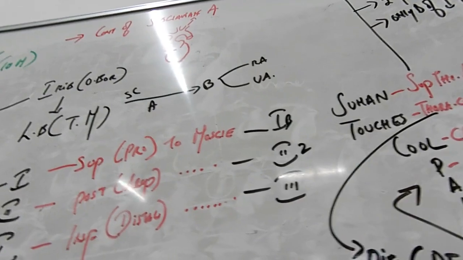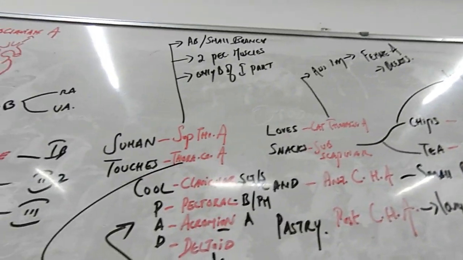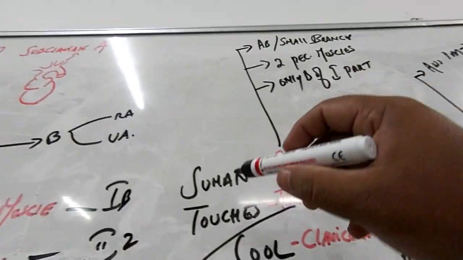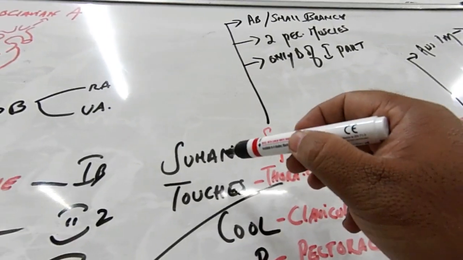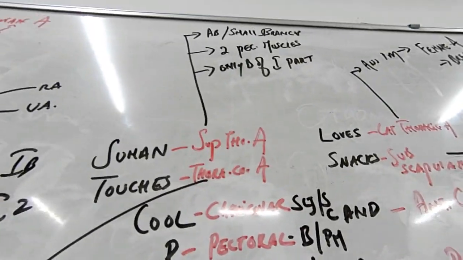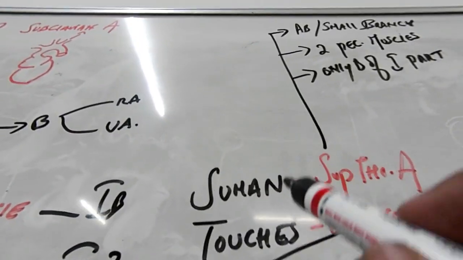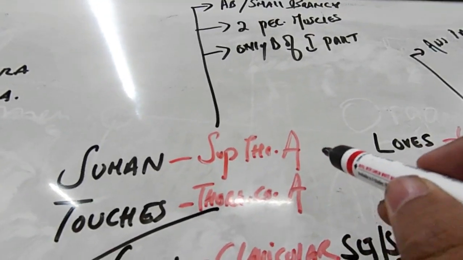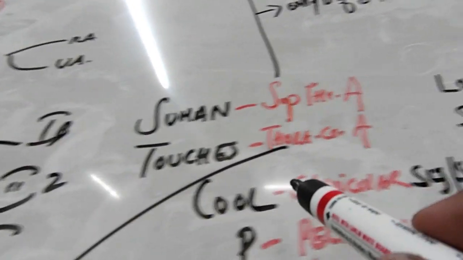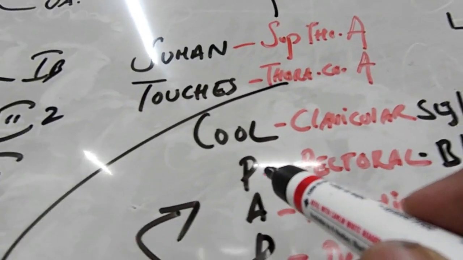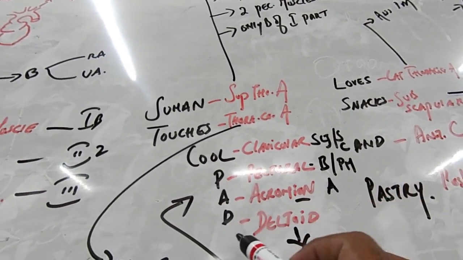Let us now go for the branches of this artery. I have made a very simple and easy method for you. Just remember, you can keep any S name. I have written here, Suman touches cool pad. I have a very favorite student of mine who does this work. So from Suman, S, arises the superior thoracic artery. Touches, from the T arises the thoracoacromial artery. Cool, C, arises the clavicular branch. P, pectoral branch. A for acromial and D for deltoid.